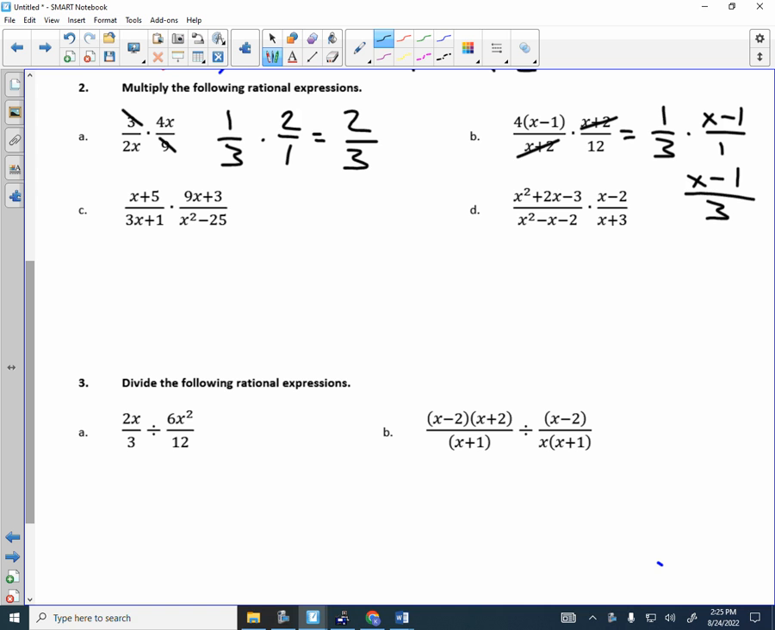What should I do for letter C? Factor them. Very good. So the x plus 5 does not factor, nor does the 3x plus 1. But does 9x plus 3 factor? Yeah, take out that 3 and you get 3x plus 1. And x squared minus 25? X plus 5, x minus 5.